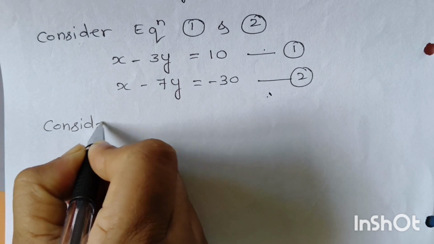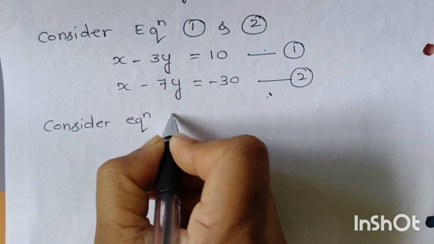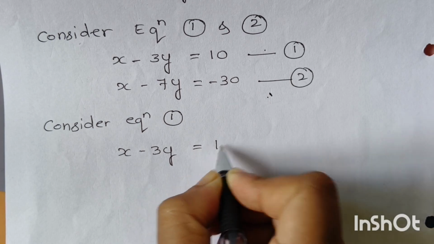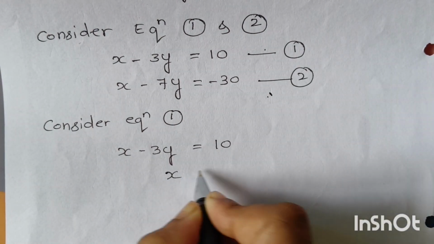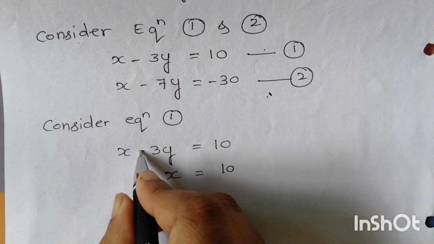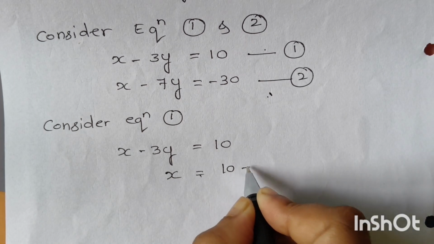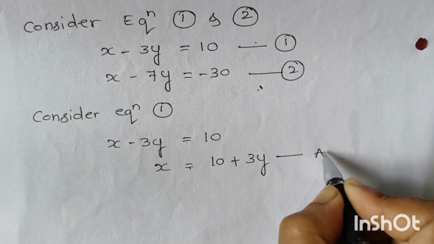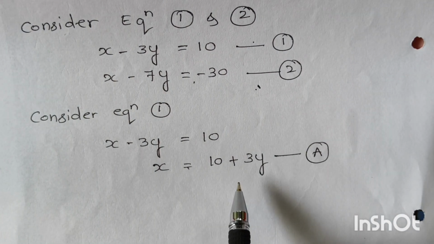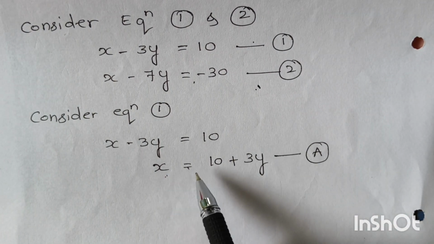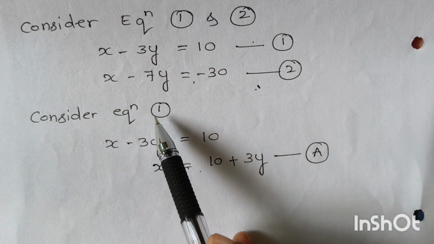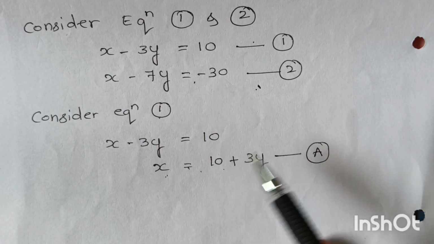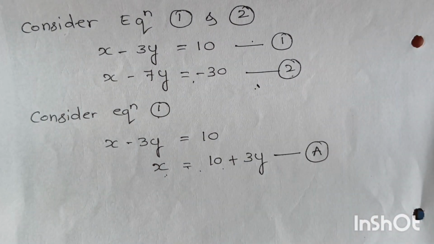Consider equation 1, that is x minus 3y is equal to 10. X is equal to 10 minus 3y, when it will cross this is equal to sign, it will become plus 3y. Let us consider this as equation A. Now listen carefully. We got the value of x by equation 1. Now let us substitute the value of x in equation 2.